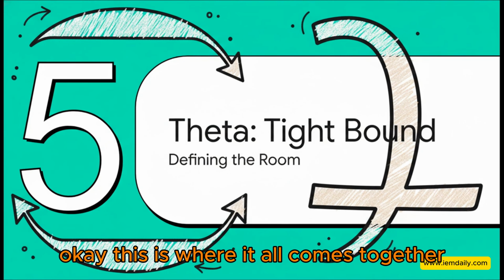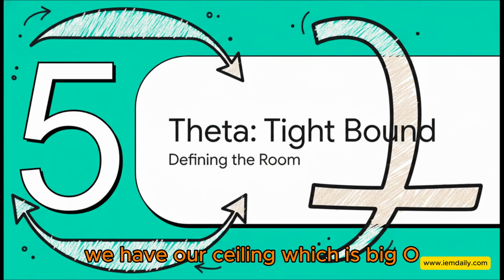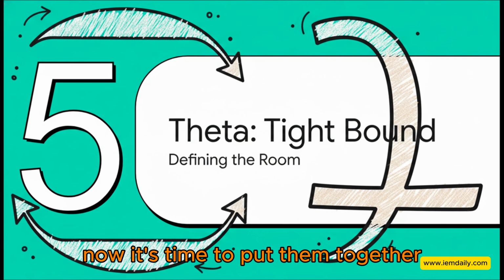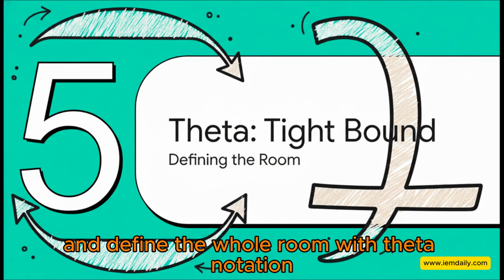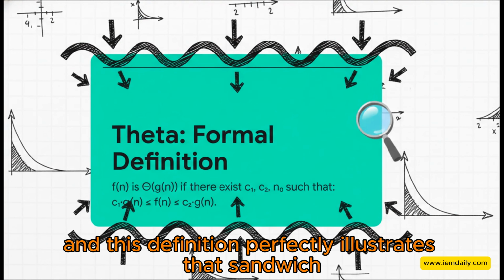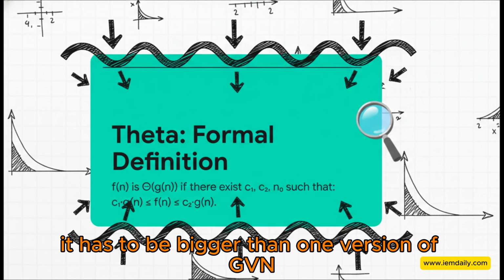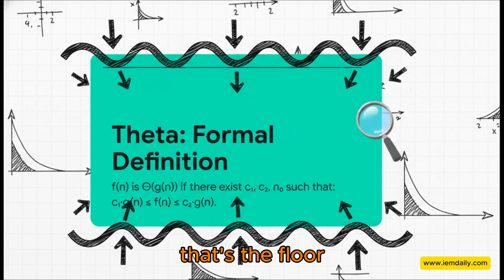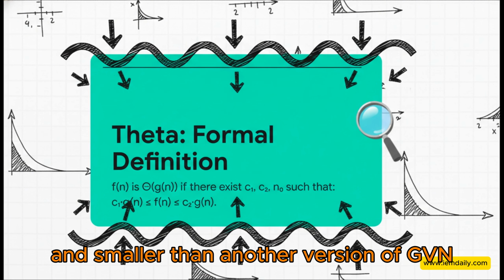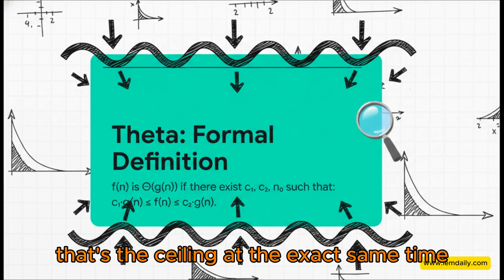Okay, this is where it all comes together. We have our ceiling, which is big O. We have our floor, which is omega. Now it's time to put them together and define the whole room with theta notation. And this definition perfectly illustrates that sandwich idea we talked about. For a function f of n to be theta of g of n, it has to be trapped. It has to be bigger than one version of g of n, that's the floor, and smaller than another version of g of n, that's the ceiling, at the exact same time.